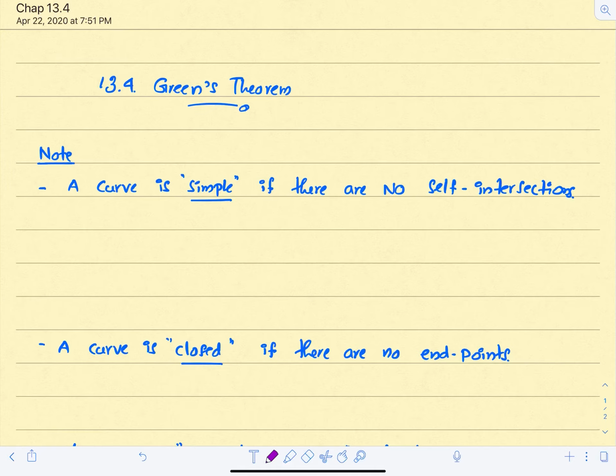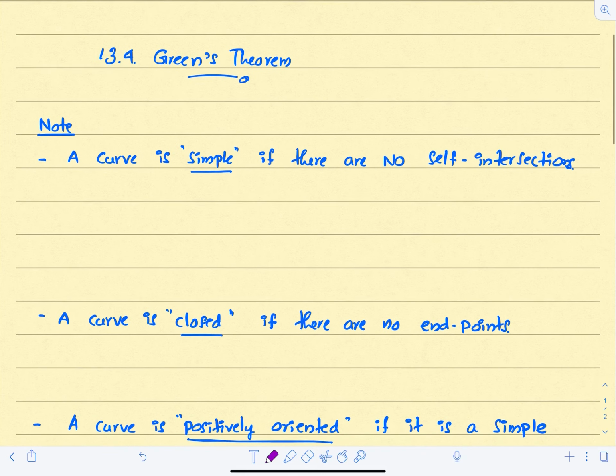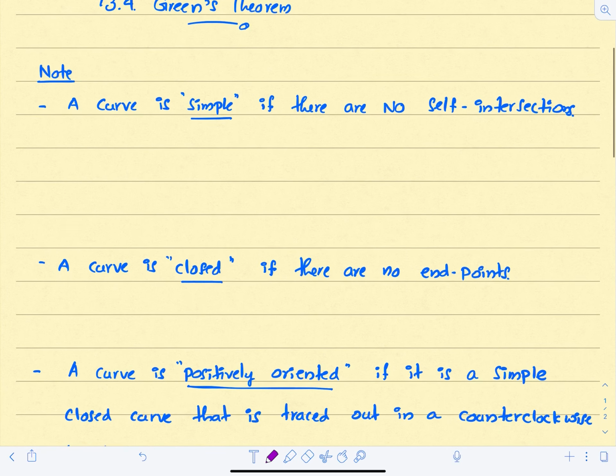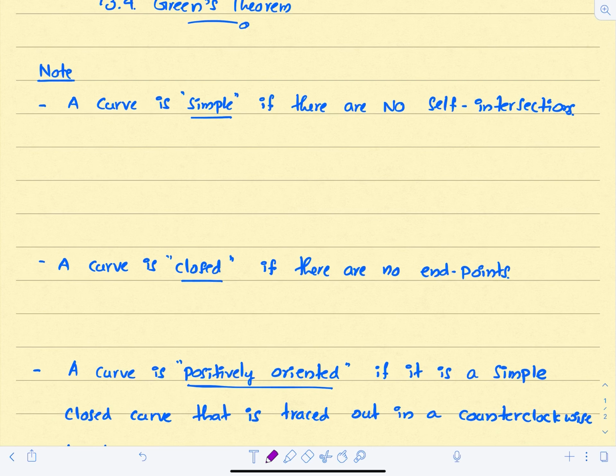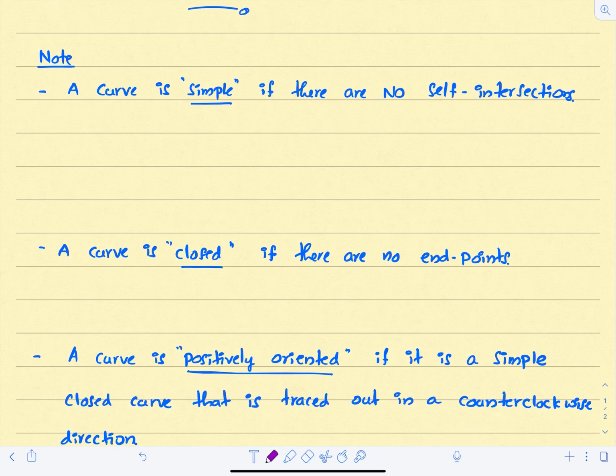Welcome to chapter 13.4. This chapter is about Green's theorem, and before we go to Green's theorem, I would like to give you some definitions. The first definition is for a simple curve. A curve is simple if there are no self-intersections.